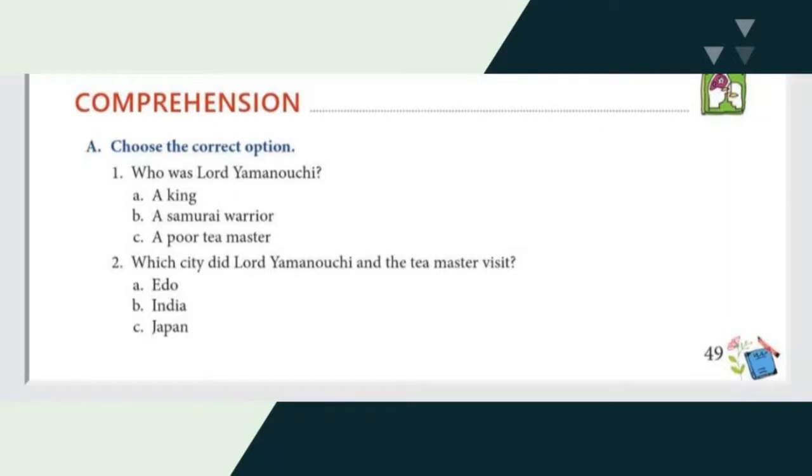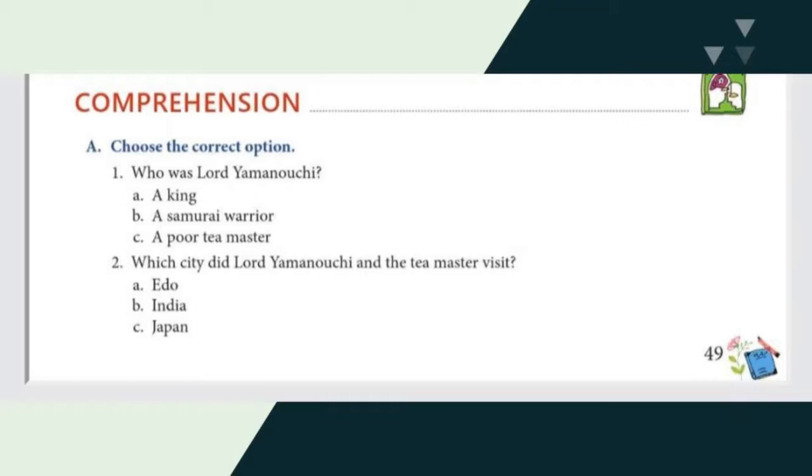Now we are going to do the first exercise, that is choose the correct option. So all of you take the page number 49 and a pencil. Let's do the first one. Who was Lord Yamanouchi? The options are a king, a samurai warrior, a poor tea master.